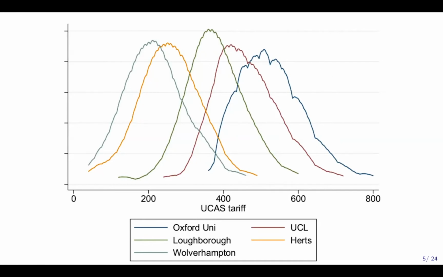Okay, so how do we read one of these curves? Well, the way that it works is we choose a range of values on the horizontal axis. Let's suppose we choose the range of values from around 400 to 600. If we look at the area under the blue curve, the one that represents Oxford, what we see is that most of that area is between 400 and 600. What that tells us is that a majority of Oxford students have between 400 and 600 tariff points. If we look at the same range, 400 to 600, but we instead look at the area under the green curve, that's Loughborough, we see that the area is less than half. And what this tells us is that a minority of Loughborough students have between 400 and 600 tariff points.